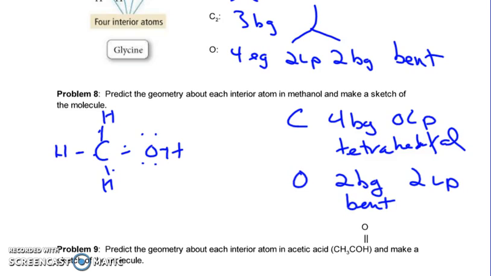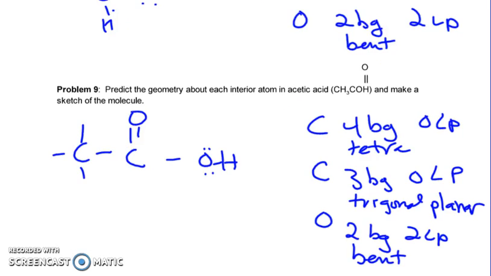Go ahead and do number 9. Okay, with 15 seconds to go, this carbon right here has 4 bonding groups, 0 lone pairs, tetrahedral. 3 bonding groups, no lone pair, trigonal planar. Oxygen has 2 bonding groups, 2 lone pairs, bent.